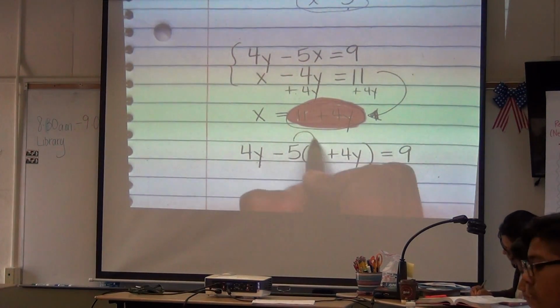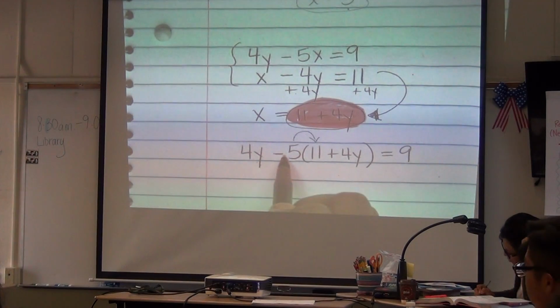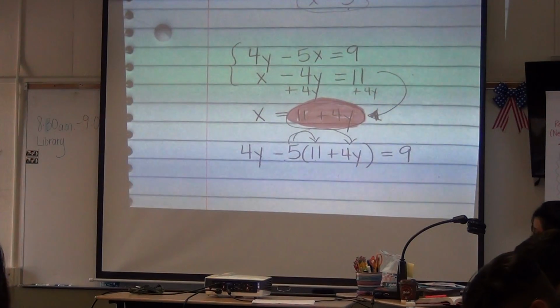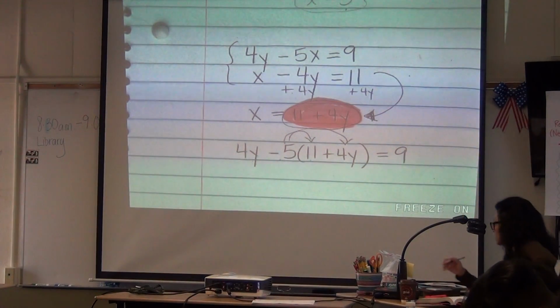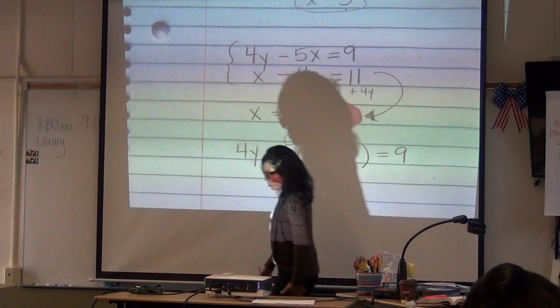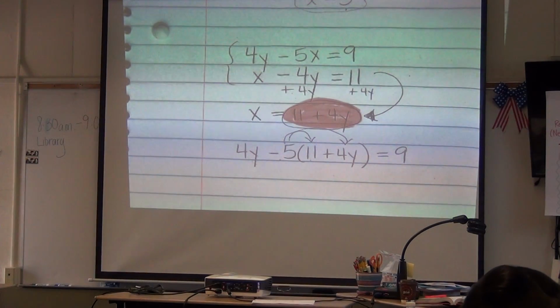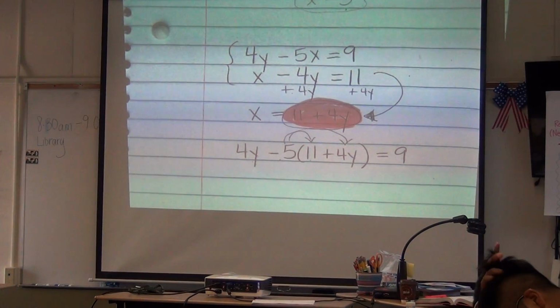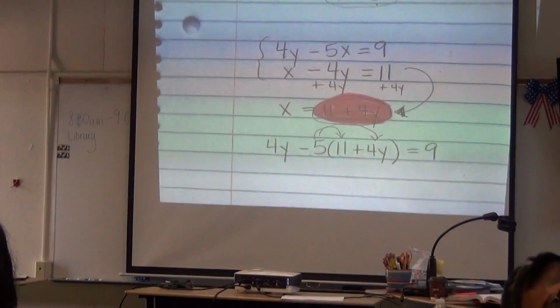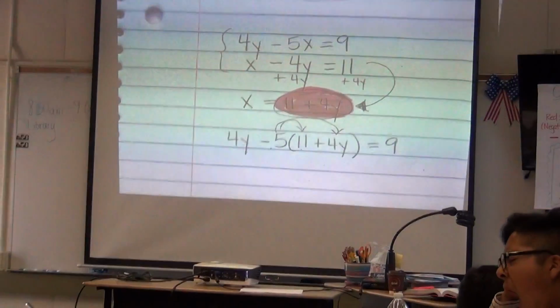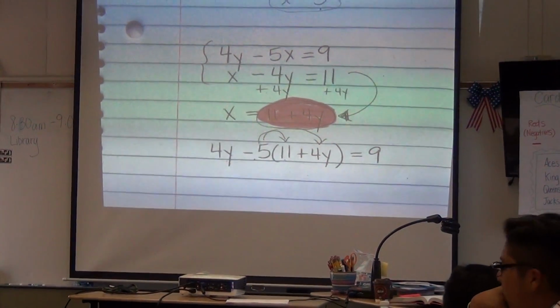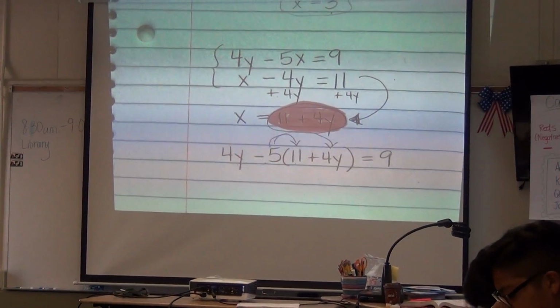Distributive property, I heard someone say, yes. So I have to distribute negative 5 to the 11 and negative 5 to the 4y. Go ahead and do that. I just want to check your notes to see how everyone's doing. Some of you are really quick at writing your notes and finding the solution already.